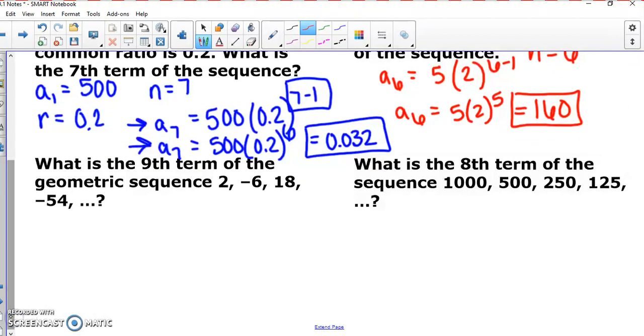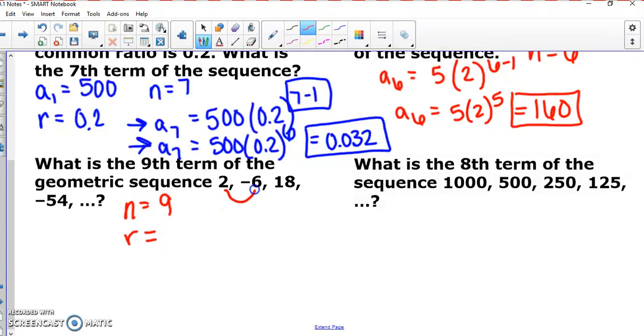Okay, why don't you guys go ahead and do the next two on your own? I think we're starting to get it now. I'll get you started on this first one here. We want to know the ninth term, so our n is going to equal 9. And then they don't give you the common ratio this time, so you have to figure it out just like those first problems we did.